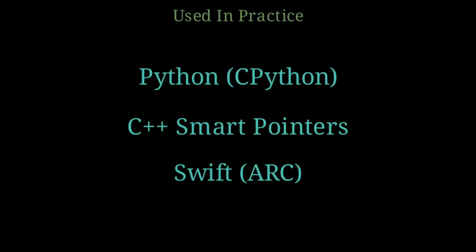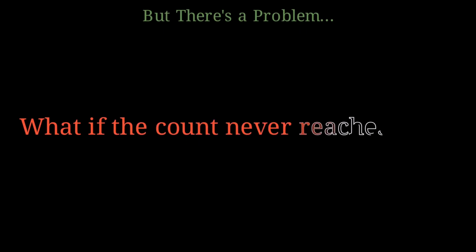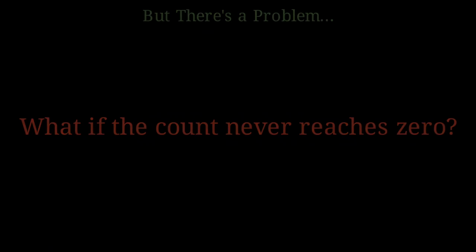Reference counting seems elegant and efficient, but there's a critical flaw. What if the reference count never reaches 0? What if an object is garbage, but the counter stays above 0? This can actually happen. In our next lesson, we'll discuss the problem with reference counting.